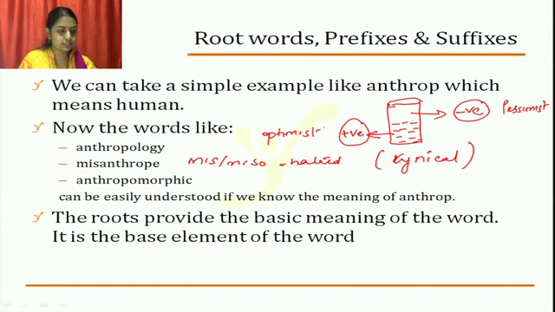Anthropomorphic, what does this word mean? Think. You have anthrop, which means human. What does morph mean? Have you heard the word photograph morphing? Abhishek and Aishwarya are standing next to each other and probably you take off the face of Abhishek and you try to put some other face. Morph the photograph. Morph. Right?